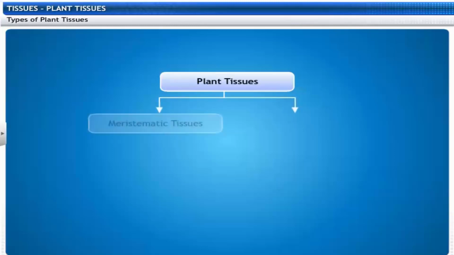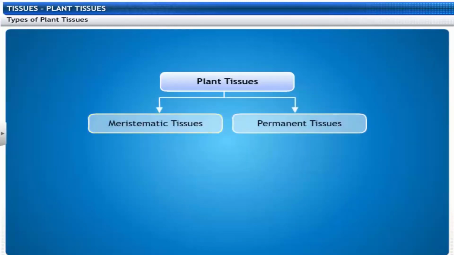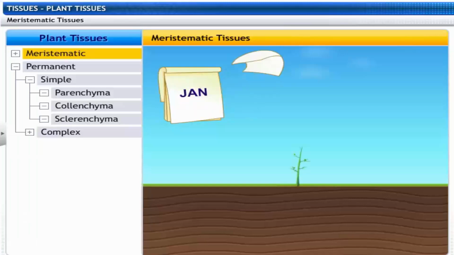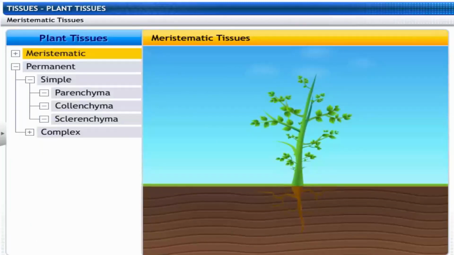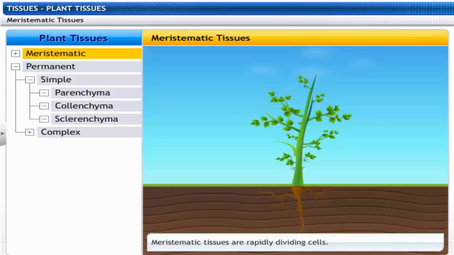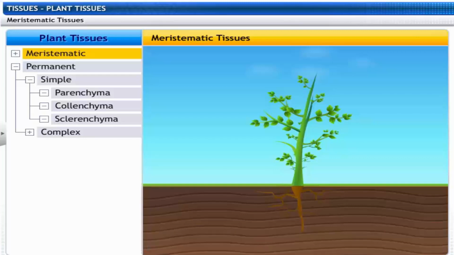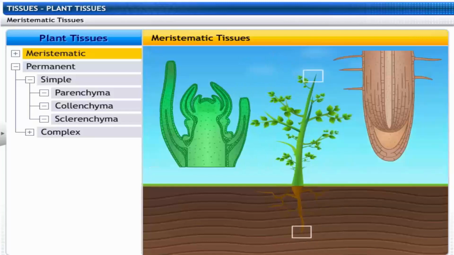These are the different types of plant tissues: meristematic and permanent tissues. Look at how this plant is growing month by month. This is due to a special type of tissue called meristematic tissue. These tissues are rapidly dividing tissues. Plant growth occurs only at those points where these tissues are present: the tips of the stem and the root.